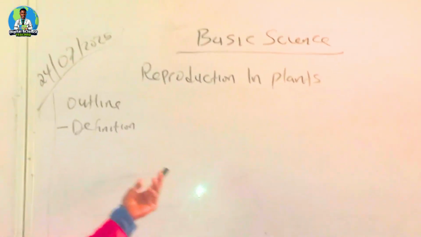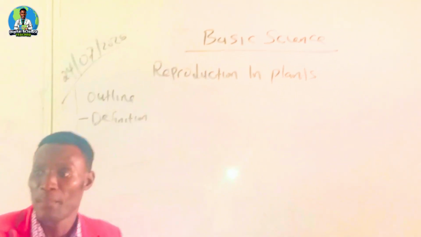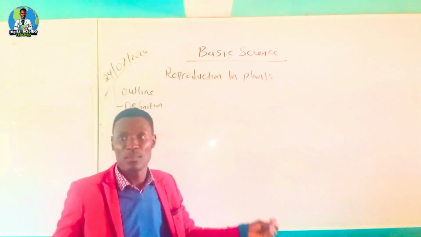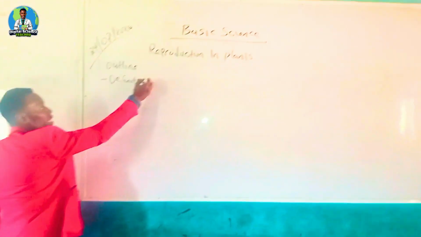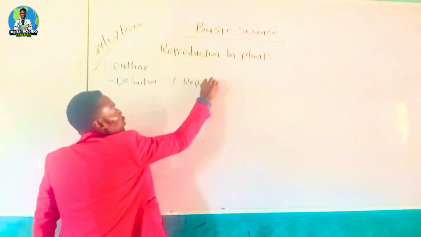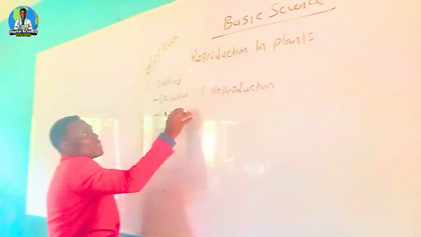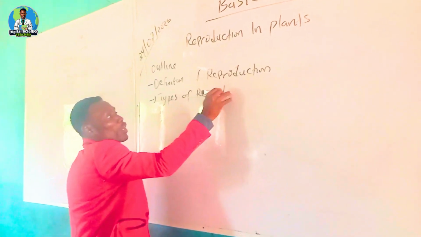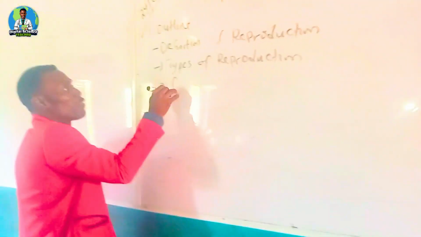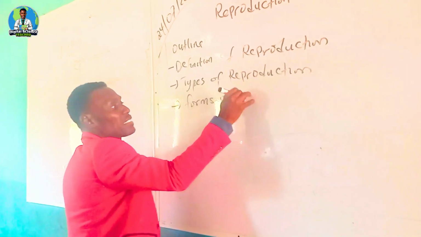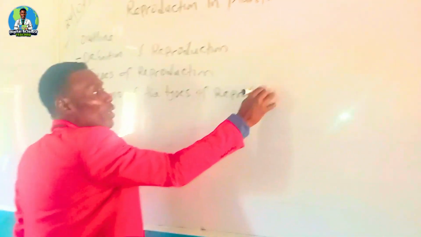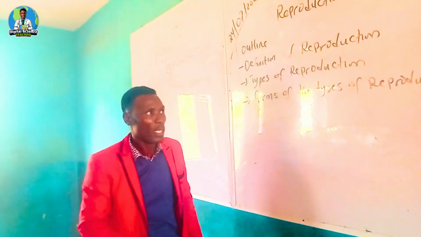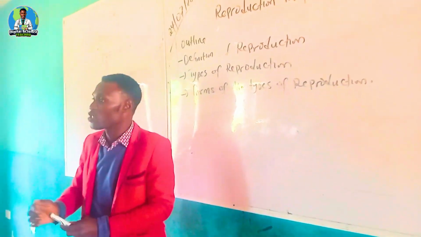Our topic today is reproduction in plants. All class say it together. Reproduction in plants. Okay, so the outline of this topic is going to be the definition of reproduction. We are going to look at the types of reproduction. We look at forms of the types of what? Reproduction. Let's see if we can cover this in this short time that we have.